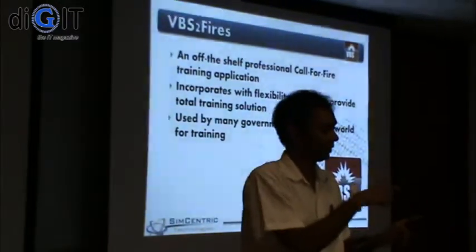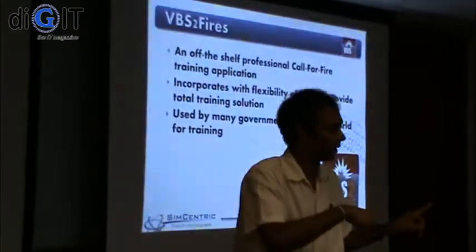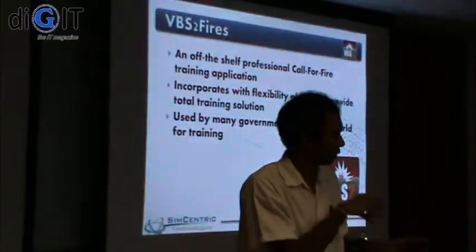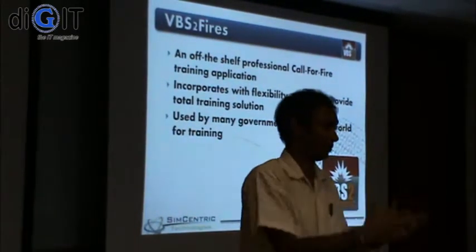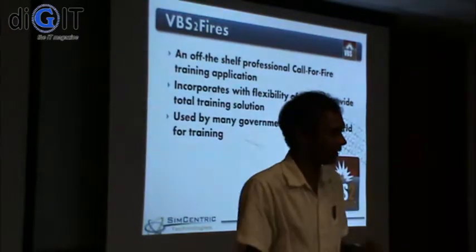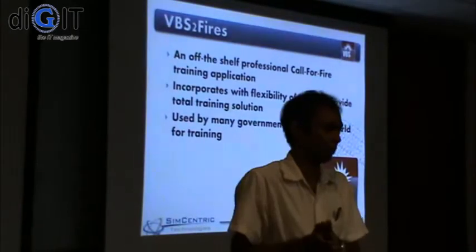And then he or she is supposed to radio back instructions to the gun on where to fire and all this stuff. There are very, very strict protocols on how these instructions should be given. And then once you fire once, you're obviously not going to hit the correct place, so you've got to send corrections and all that. And VBS2 Fires is an application for training this forward observer.